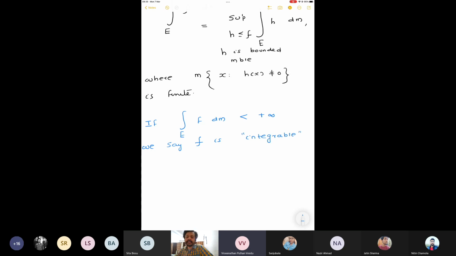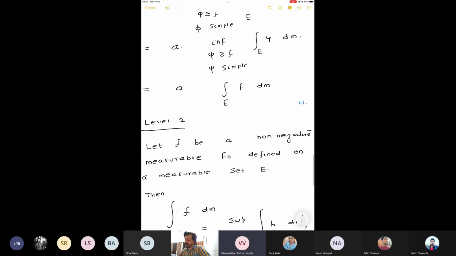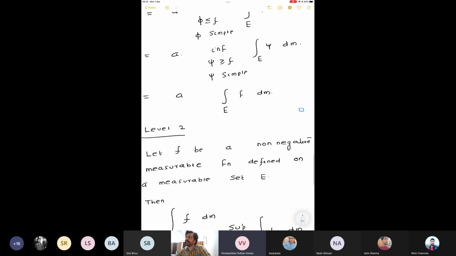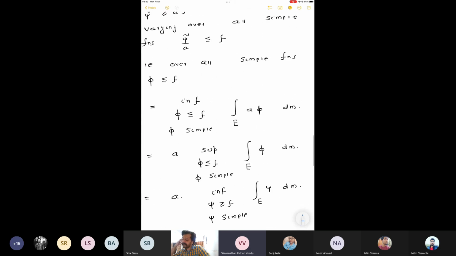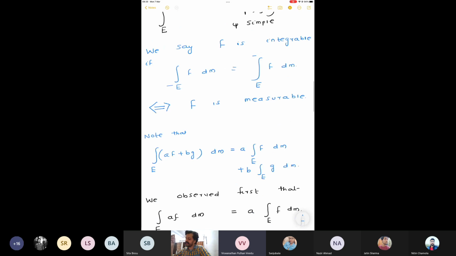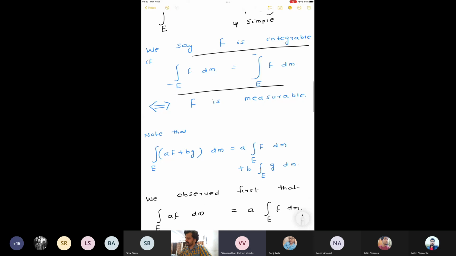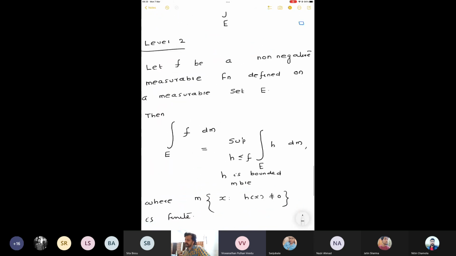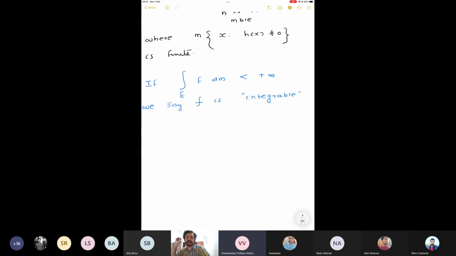So at least apparently, integrability in level 1 is different from integrability in level 2. We say that a bounded measurable function is integrable if the upper Lebesgue integral coincides with the lower Lebesgue integral. That is for a bounded measurable function. For a non-negative measurable function, we say it is integrable if the integral value is finite.